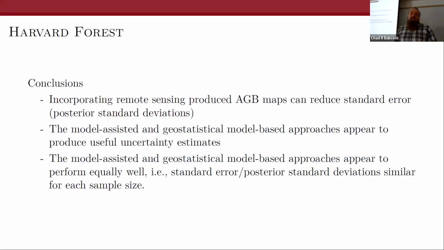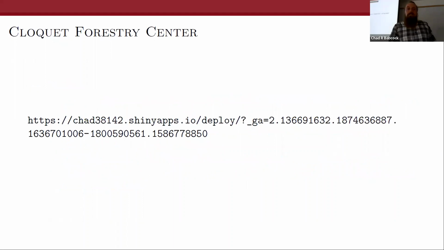And then also the model-assisted and geostatistical model seem to produce, at least in this setting, equally good estimates. Meaning that the uncertainty with the estimate coming from the model-assisted or the geostatistical model appear to be pretty similar. So neither one of them is really winning out here in this setting. There are other reasons why I think the geostat model will be more useful in the long run. And we will get into that here.